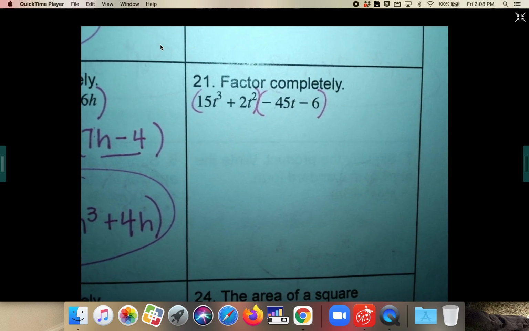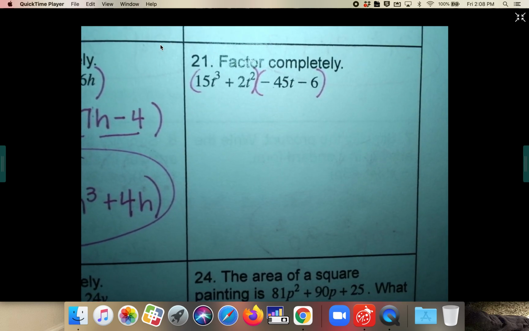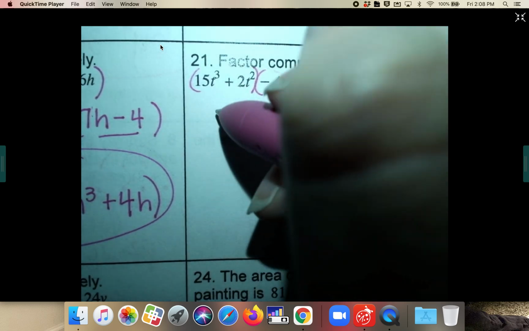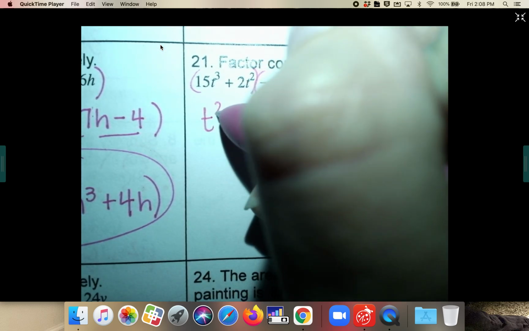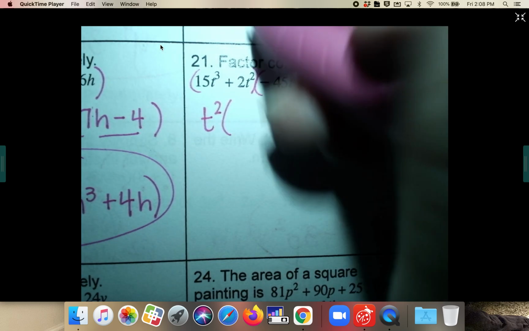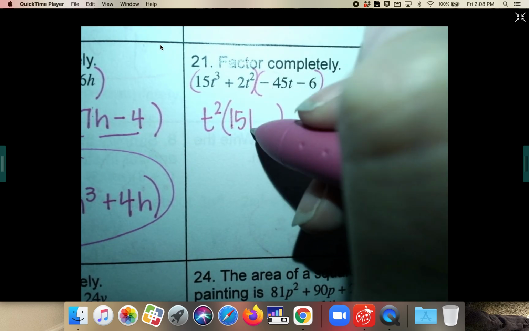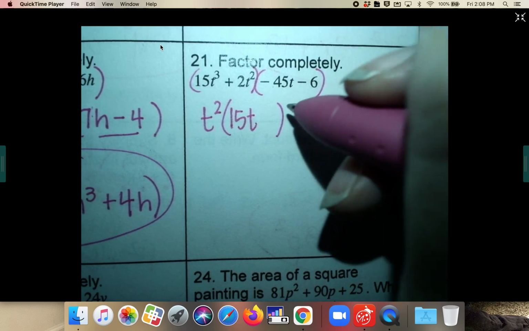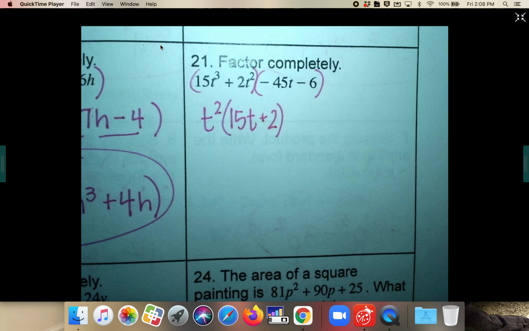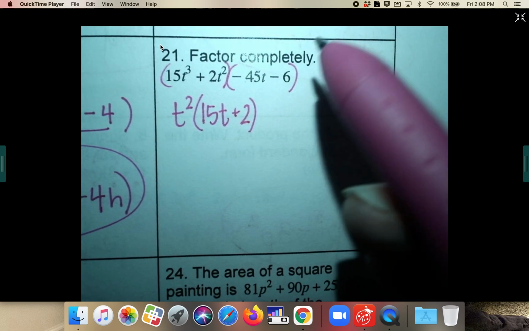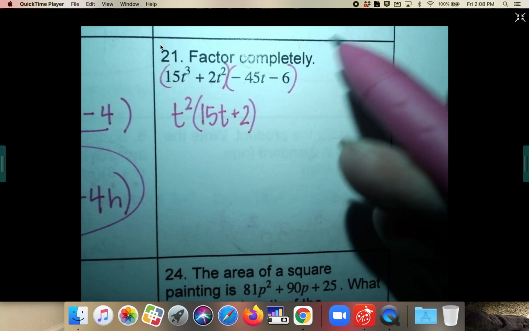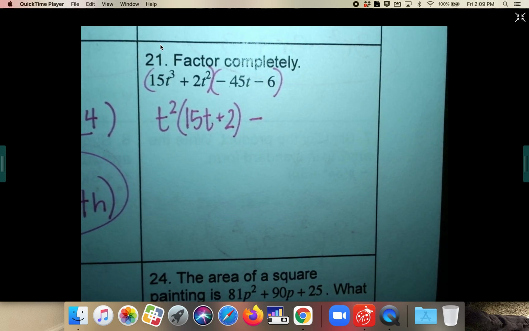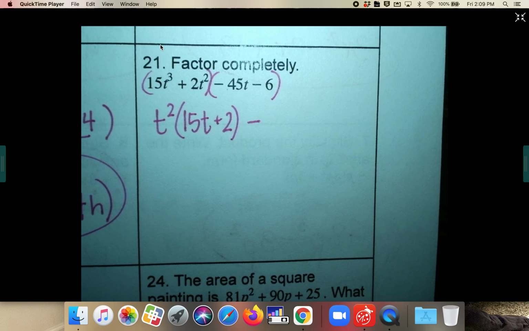All right, what I notice is that I can pull a t squared out of both of these. So t squared, and that is going to leave 15t, oops, I made my little parentheses a little too small, and plus 2. All right, with the second group, remember that if your first term is negative, you have to pull out a negative. If you don't pull out a negative, it is going to be wrong.